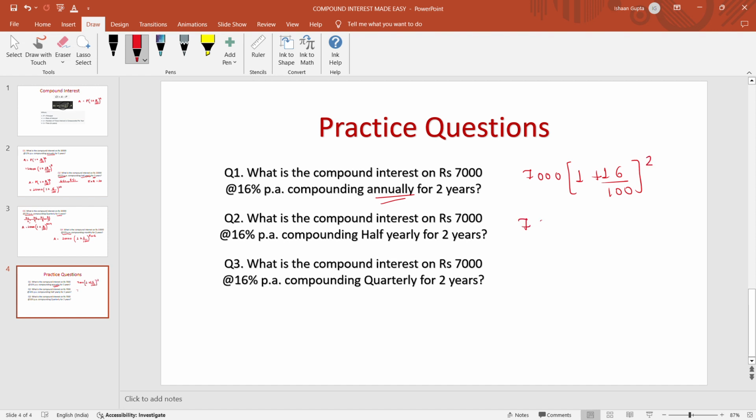Here, what is the change? It's compounding half yearly. In half a year, I am going to get 16 by 2. That's 8%, 8 by 100 to the power what? In 2 years, there are how many half years? 2 into 2, that is 4. Here it is compounding quarterly. So once again, this will be divided by 4. So we have 4 by 100. And how many quarters in 2 years? 2 into 4, that is 8 quarters.